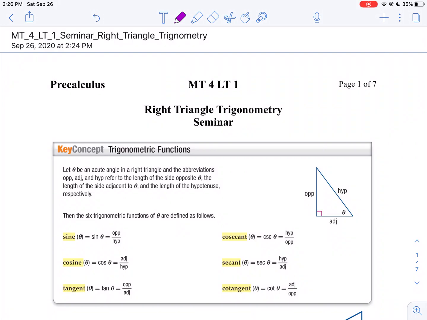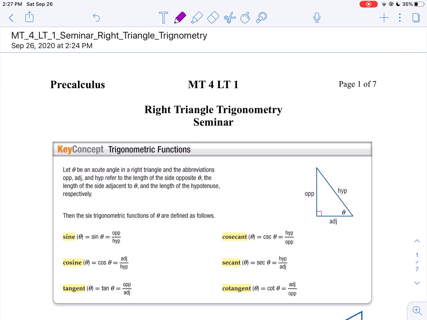Hello, in this seminar, I want you to find the values of trig functions for acute angles of a right triangle. And I want you to solve right triangles. The vocabulary you're going to come across are trig ratios, trig functions, sine, cosine, tangent, cosecant, secant, cotangent, reciprocal function, inverse trig function, inverse sine, inverse cosine, inverse tangent, angle of elevation and depression in solving a right triangle.